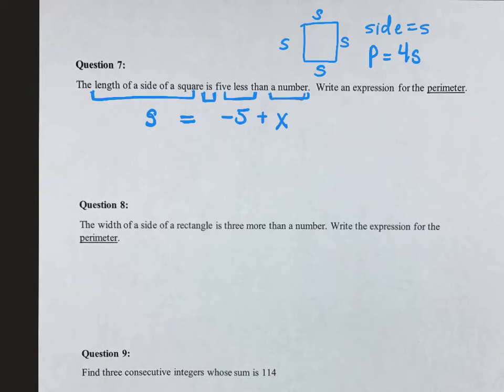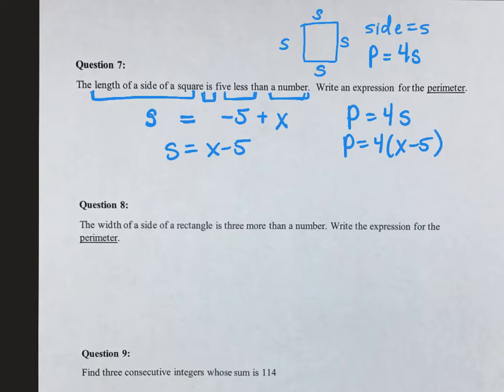Okay, we can rewrite that a little bit better. We can say S equals X minus 5. That's another way, it's probably a more proper way to write that. And now we know our side length is X minus 5. I'll bring down my perimeter formula. And now I just replace the S with the X minus 5. So my perimeter is 4 times X minus 5.